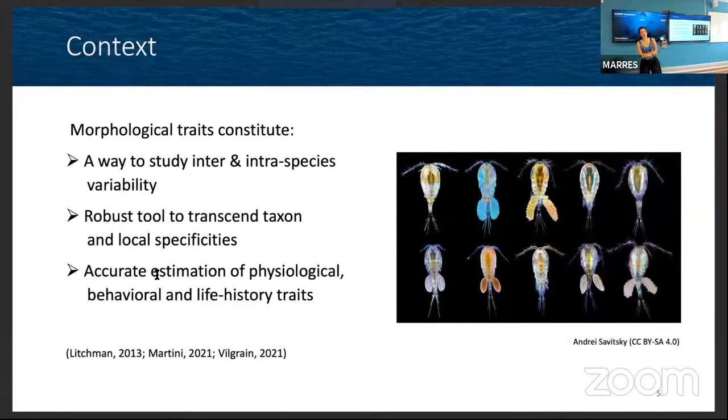So morphological traits constitute a way to study inter but also intra-species variability. I've shown you previously some different groups of organisms, but here you see only copepods and already many different morphologies. And so morphological traits constitute a robust tool to transcend the taxon and the local specificities, because they also provide accurate estimation in terms of physiology, behavior, and life traits. Like, for example, swimming behavior, metabolism, or UV protection.